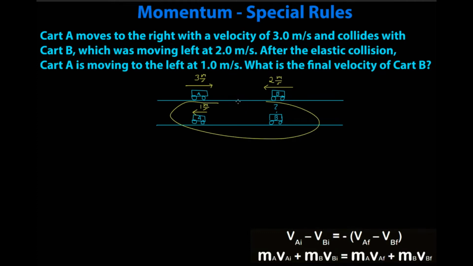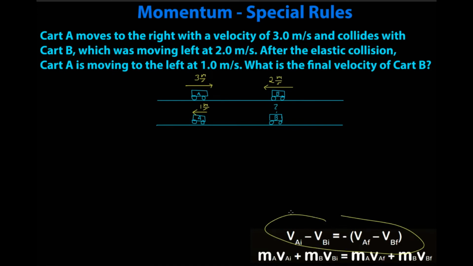Therefore, they're going to leave each other with a combined velocity of 5 meters a second, which means this one is moving to the left at 1 meter a second, which means this one should end up moving to the right at 4 meters per second. 5 meters a second toward each other, 5 meters a second away from each other. But let's double check that.